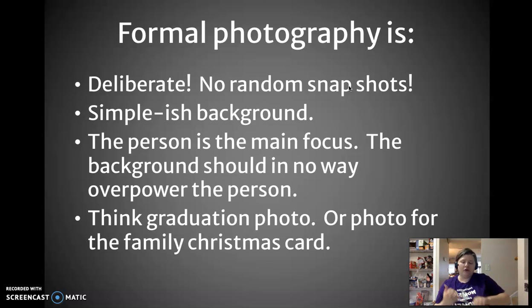So if you think about your graduation pictures, your LinkedIn photos, your photos for the yearbook, right? Family Christmas cards. Those are all kinds of formal portraits. They're very posed. They can often be uncomfortable because they just don't match with who you are.